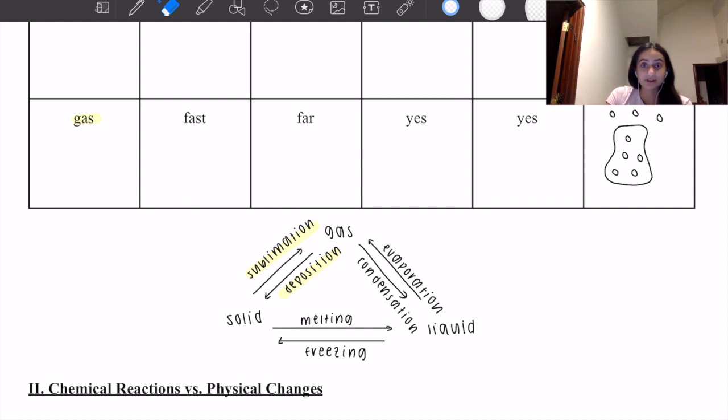I feel like sublimation and deposition are the ones that can most easily get forgotten. I always like to remember that sublimation is from a solid to a gas, so kind of the S's go together, and then deposition is just the other way.